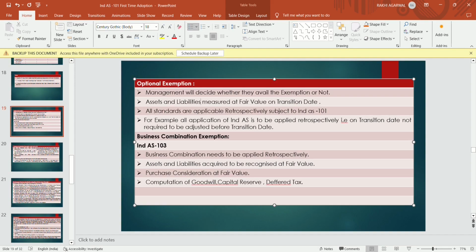Optional exemption. Now we are going to discuss the optional exemptions. Optional exemption means it depends on the management's decision whether they will avail this exemption or not. It's an option based on the decision of the management. So management will decide whether they avail the exemption or not. Assets and liabilities are measured at fair value on the transition date.